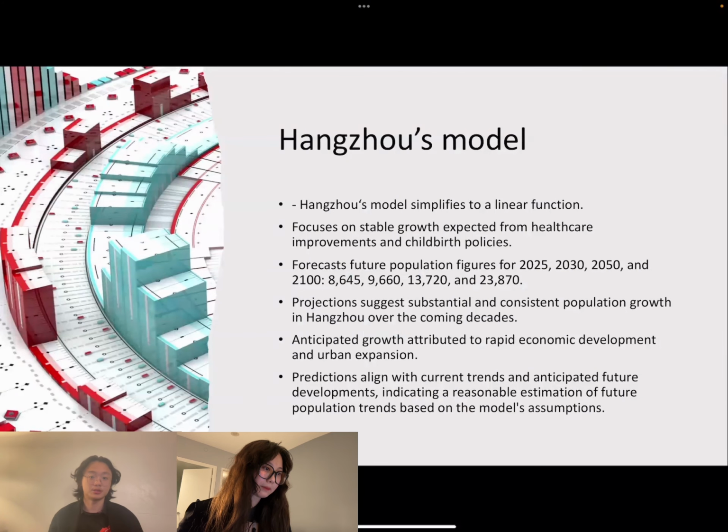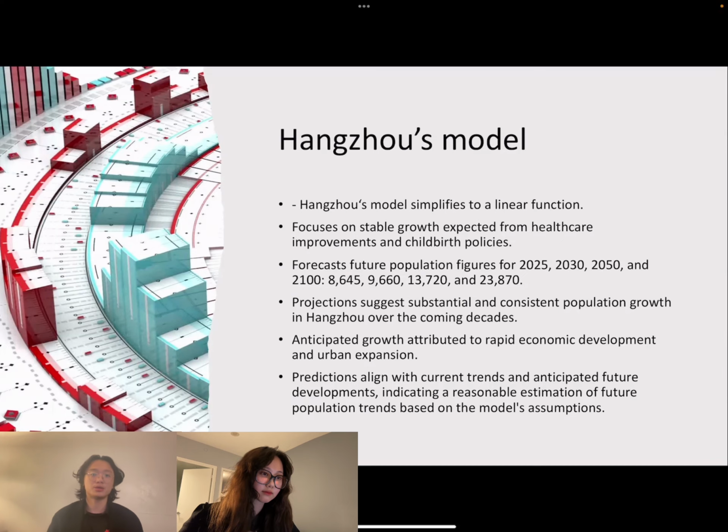Hangzhou's model simplifies the model to a linear function, focusing on the stable growth expected due to healthcare improvements and childbirth policies in Hangzhou. Additionally, Hangzhou's model forecasts the future population figures for Hangzhou, predicting values of 8,645, 9,660, 13,720, and 20,870 for the years 2025, 2030, 2050, and 2100, respectively. These projections suggest a substantial and consistent population growth in Hangzhou over the coming decades.